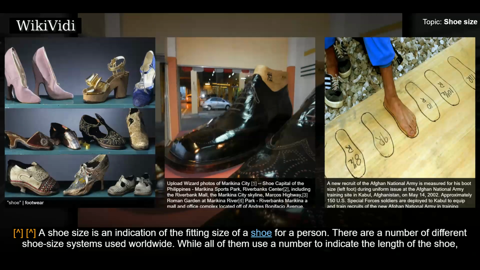Shoe size. A shoe size is an indication of the fitting size of a shoe for a person. There are a number of different shoe size systems used worldwide.